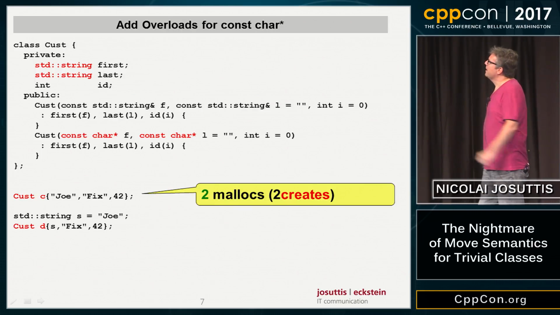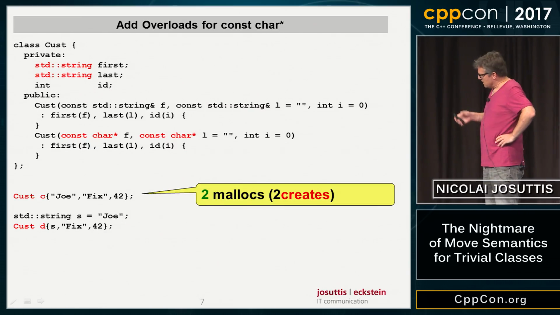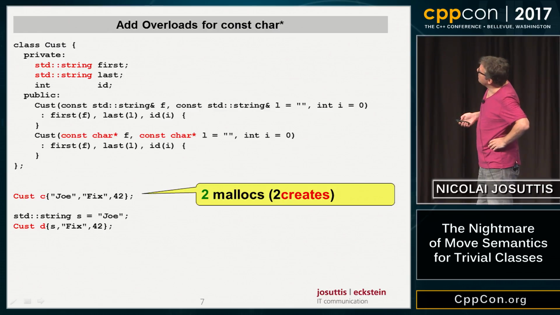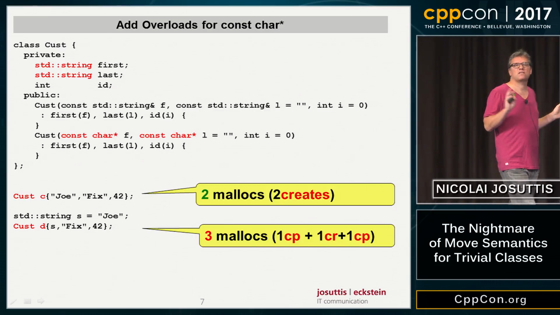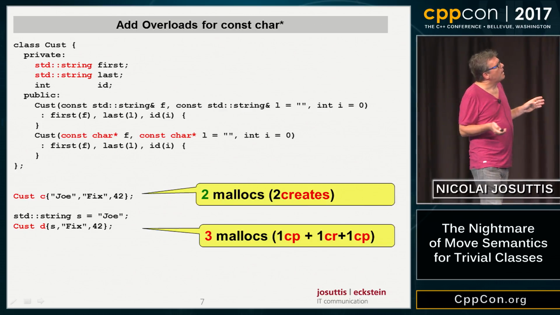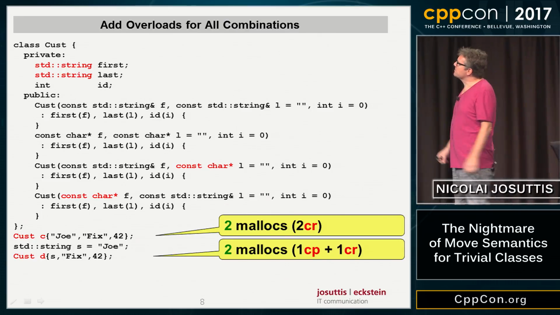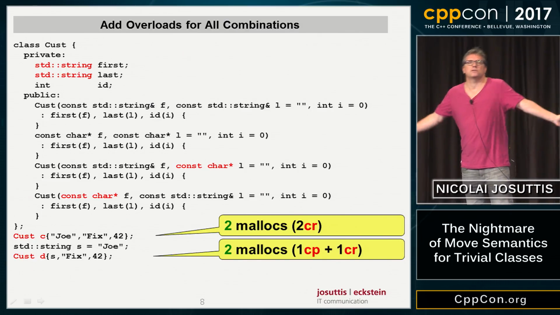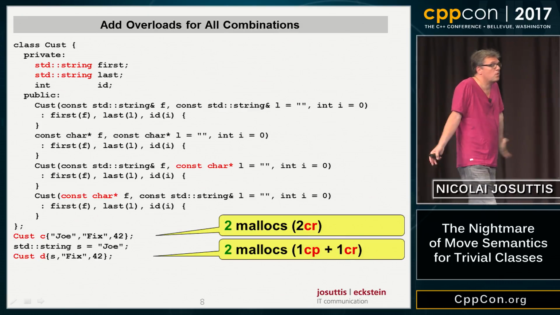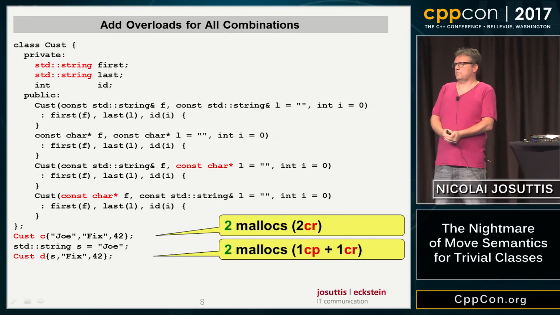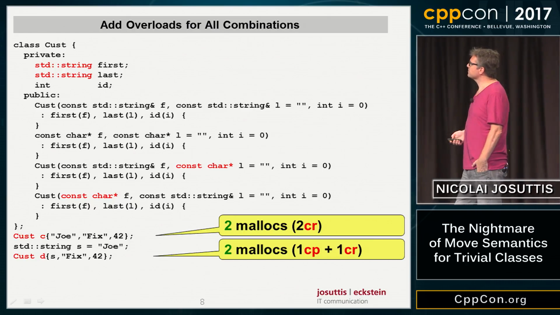Let's create a string and pass a string and a string literal. Oh, too bad, because now only the first function matches. So we have 3 mallocs, and one of them is not necessary. Because we have the initial problem again. And so, of course, we overload for all 4 functions, for all 4 combinations. And that's what we do if we want to make it perfect in C++03 and 98. Good.